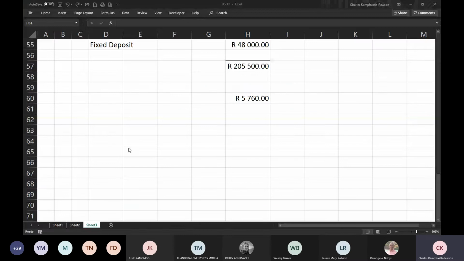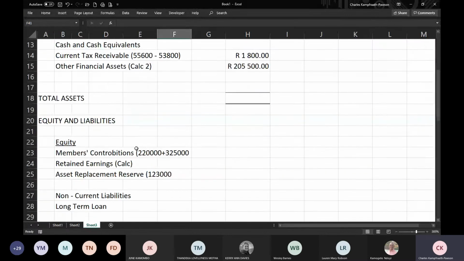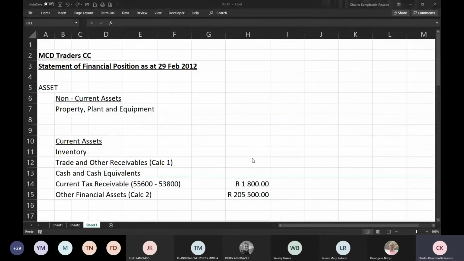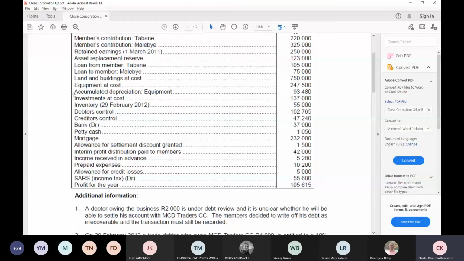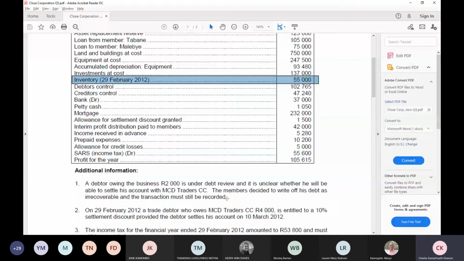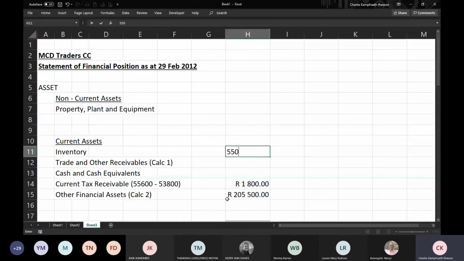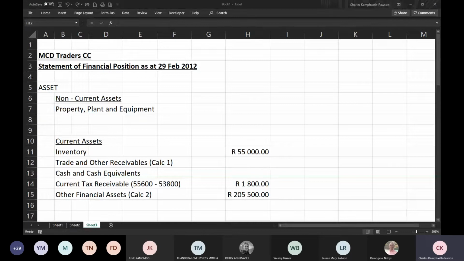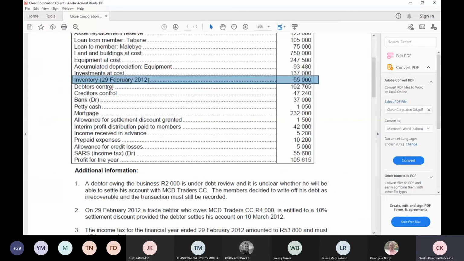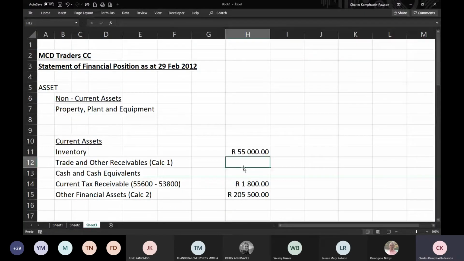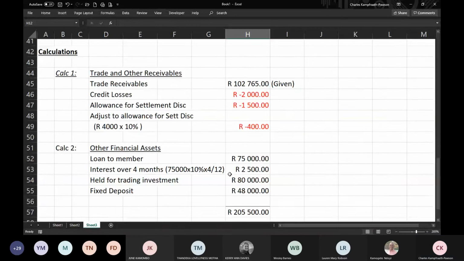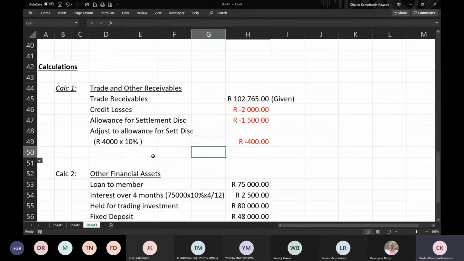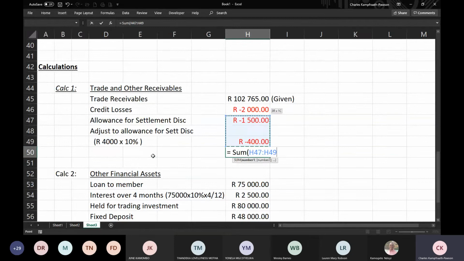Income tax we've dealt with. I think we've dealt with most of these items. Let's go now and have a look at inventory. Inventory, we already have the closing balance, and nothing in the information stated that the balance was different, so we can just take the 55,000 as is. Then we have to include the trade and other receivables, so let's go to calculation 1. I don't think there were any other movements, so we can calculate that.